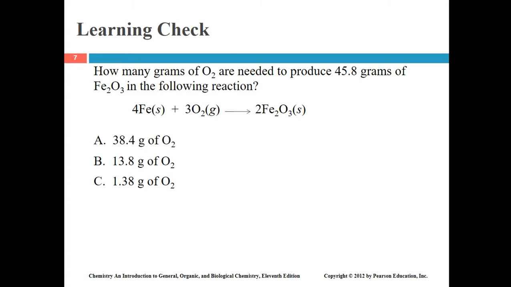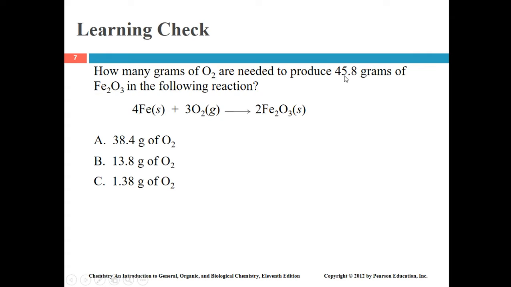How many grams of O2 are needed to produce 45.8 grams of iron 3 oxide in the following reaction? So, let's see. We are asking for our O2, and they're giving us our Fe2O3. So these are the two items we're going to be looking at.